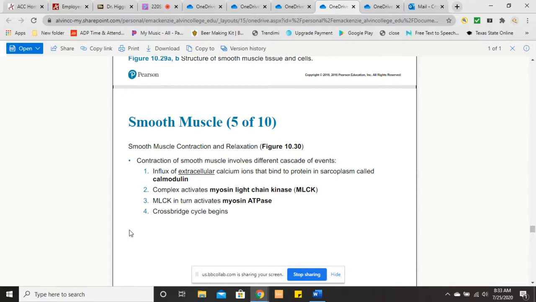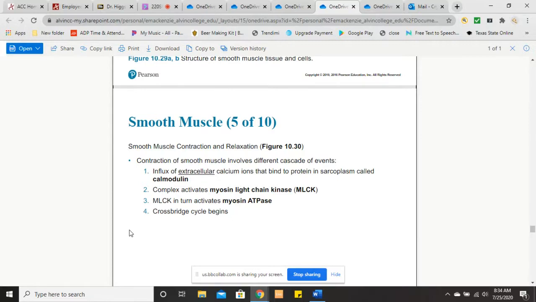And when it rushes into the cell, it still binds to a regulatory protein. It's just not troponin. It's called calmodulin. And when it binds to calmodulin, that will then activate another protein called myosin light chain kinase, or MLCK for short. And then MLCK will activate your myosin ATPase, and you could begin your cross-bridge cycle of myosin hydrolyzing ATP to form the cocked position, binding to actin to form the cross-bridge, and pulling during the power stroke. The rest is the same, but this initial part is different.